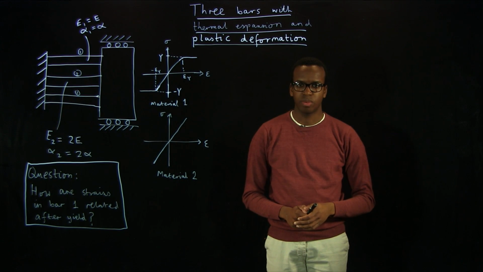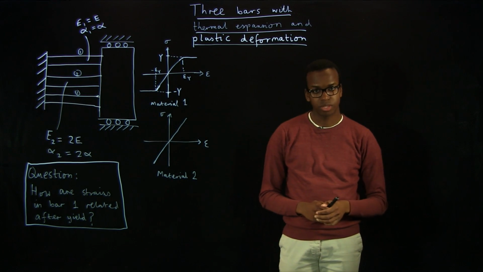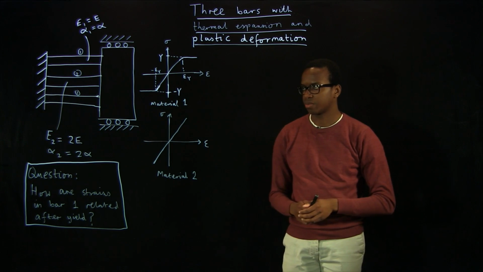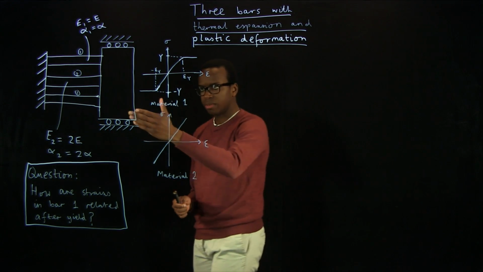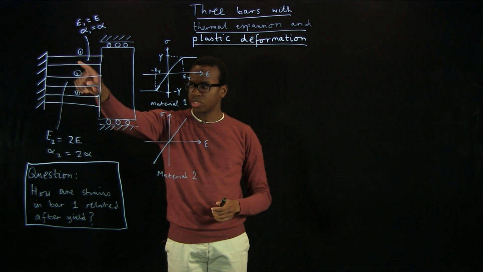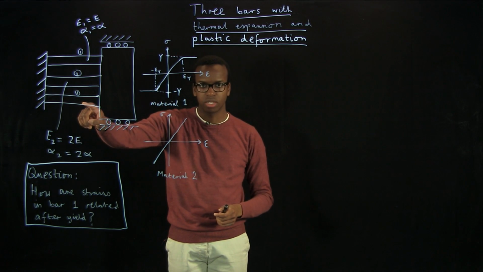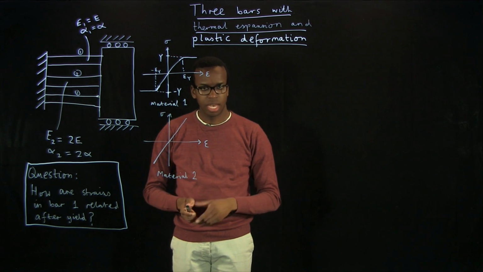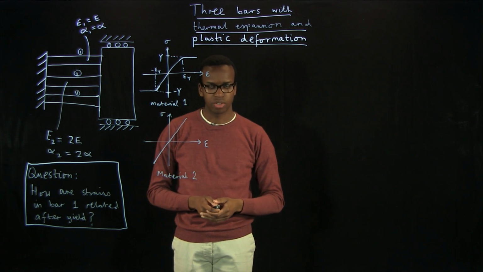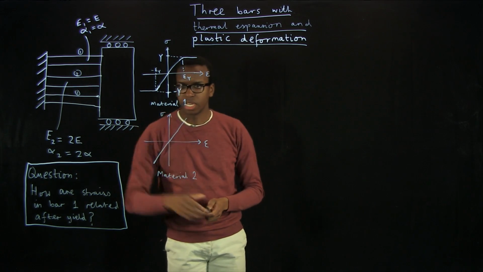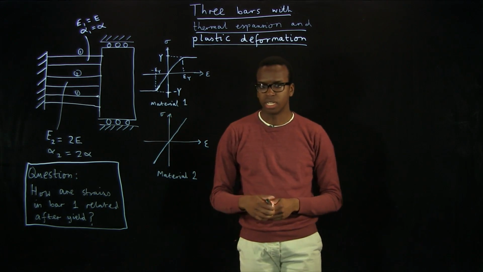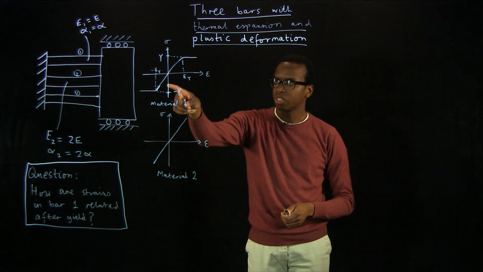Right, so we have this problem here, 3 bars with thermal expansion and plastic deformation. The setup here is that we have these 3 bars. The top and the bottom ones are identical, material 1, an elastic, perfectly plastic material. And the middle one here is a standard elastic material. So here are the graphs.